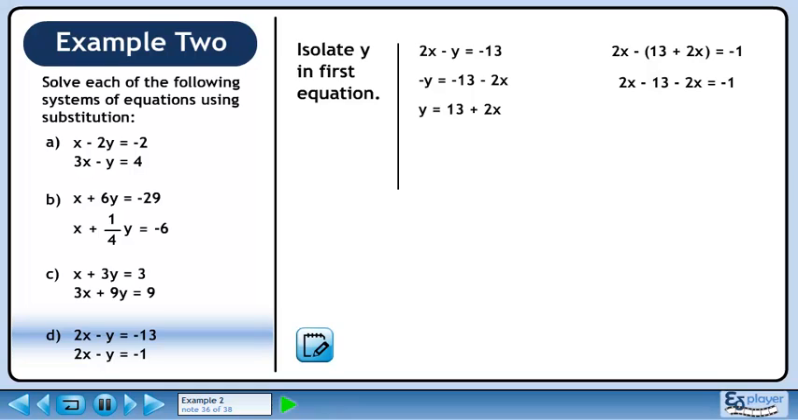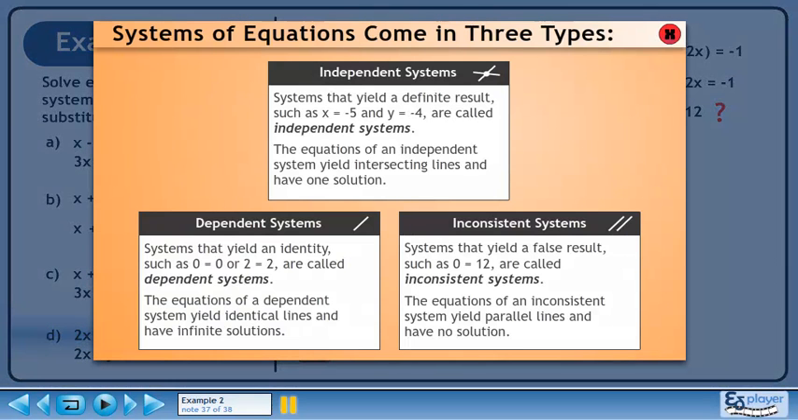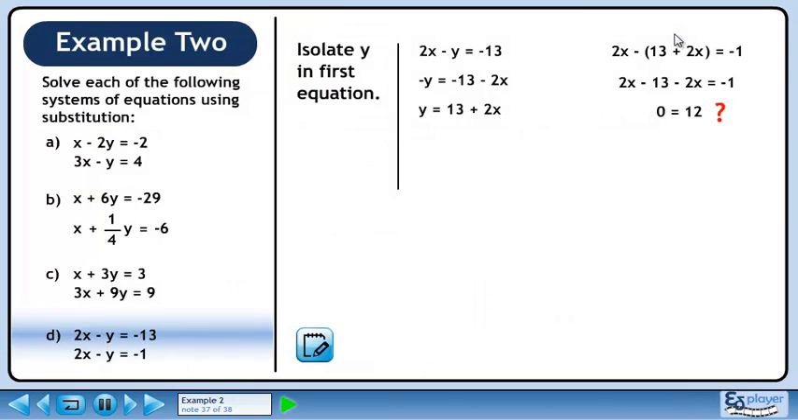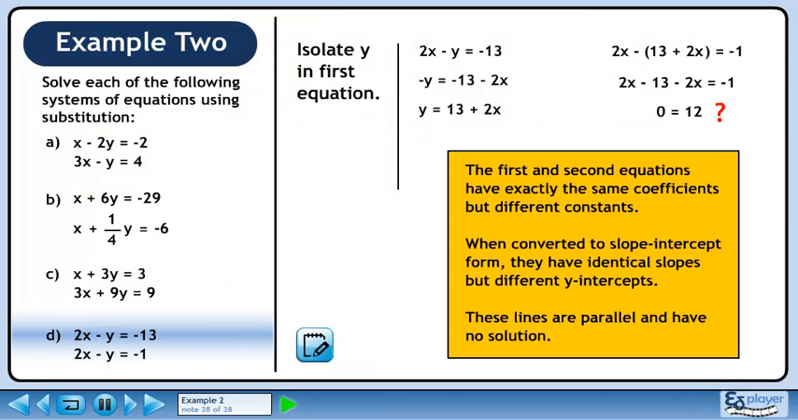Distribute the minus through the brackets. Attempting to solve for x results in 0 equals 12. The first and second equations have exactly the same coefficients but different constants. When converted to slope-intercept form, they have identical slopes but different y-intercepts. These lines are parallel and have no solution.